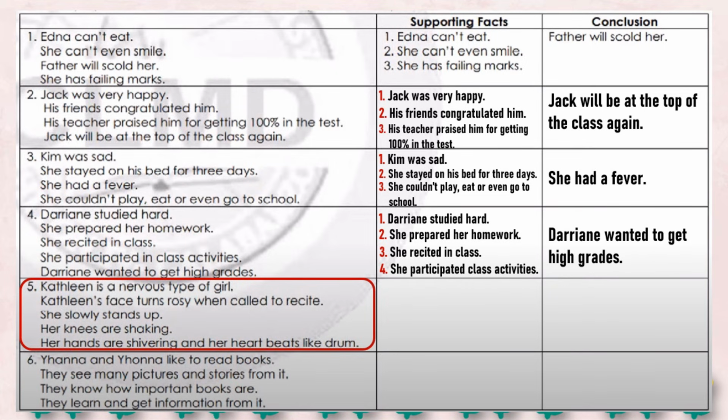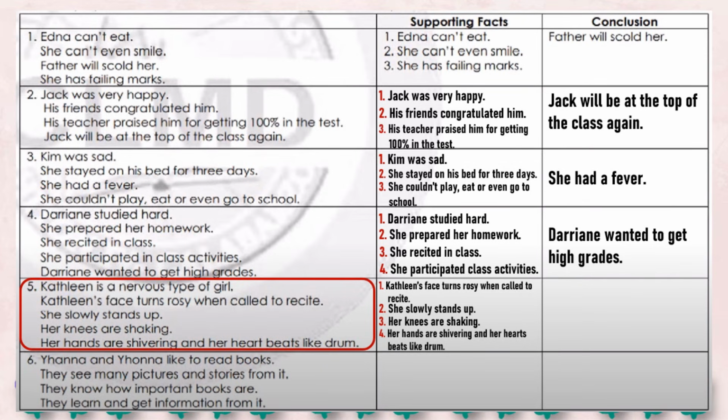The supporting facts are, Kathleen's face turns rosy when called to recite. She slowly stands up. Her knees are shaking. Her hands are shivering and her heart beats like a drum. The conclusion is, Kathleen is a nervous type of girl.